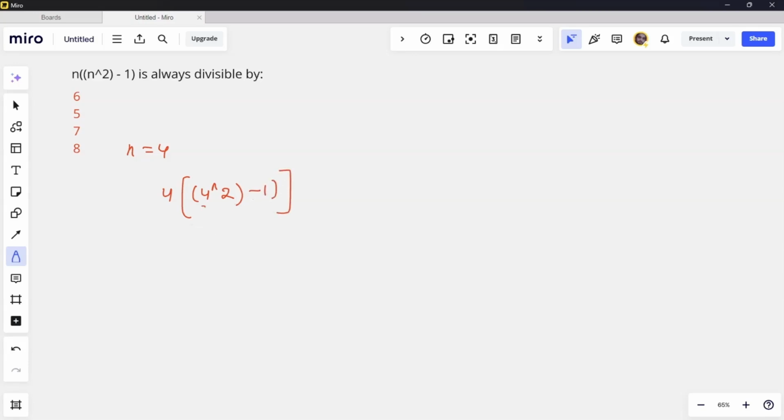So let's solve this bracket. 4 squared is 16, minus 1 equals 15, and 15 into 4 is 60, and 60 is divisible by 6. 6 times 10 is 60. 60 is completely divisible by 6.